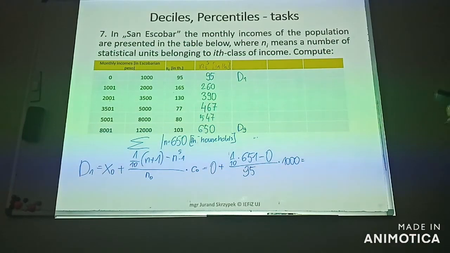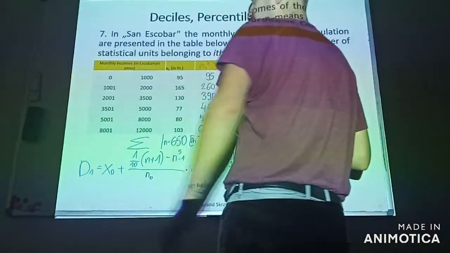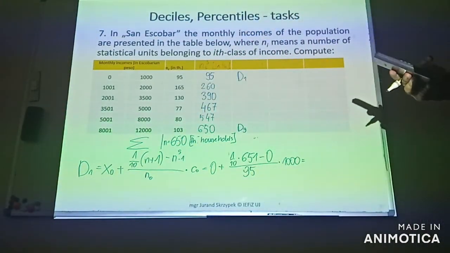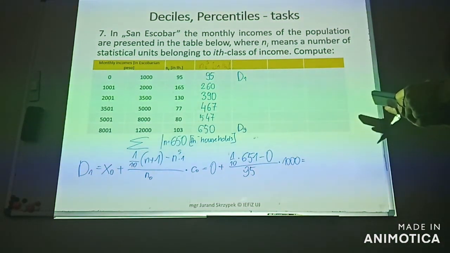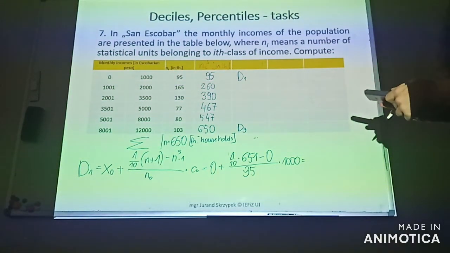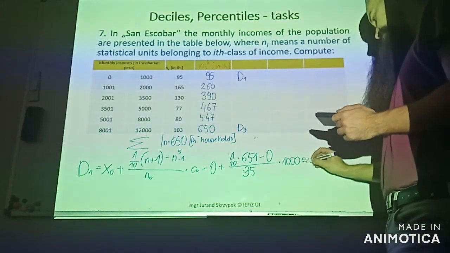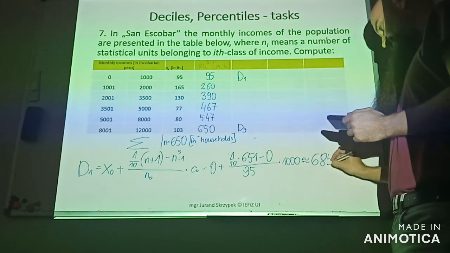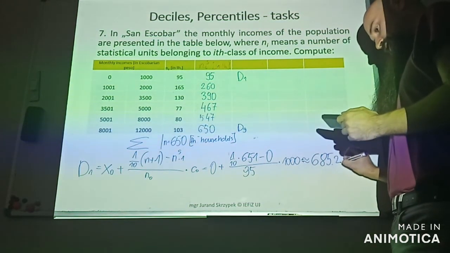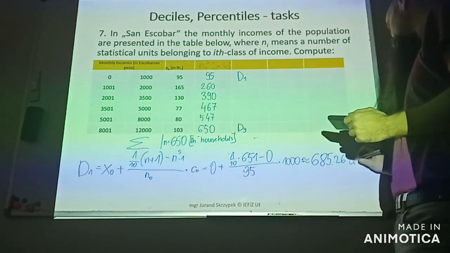I remind you that monthly incomes are expressed in Escobarian peso, and we make some computations. Divided by 95 multiplied by 1000, and the final result is 685.26 peso.